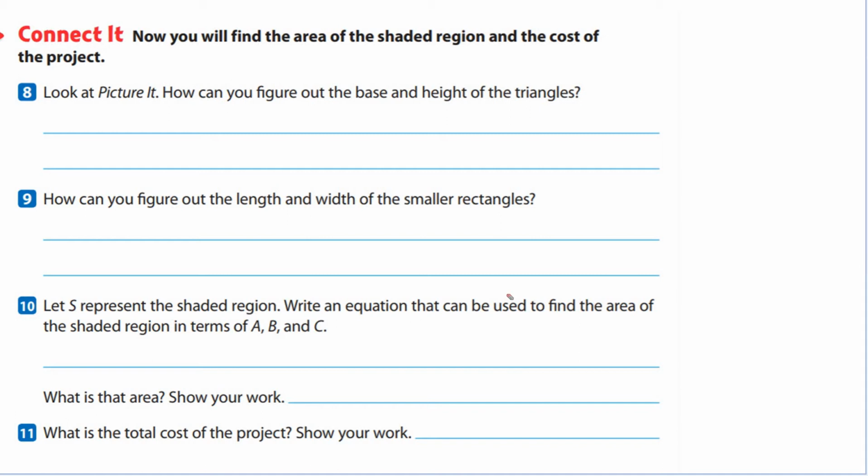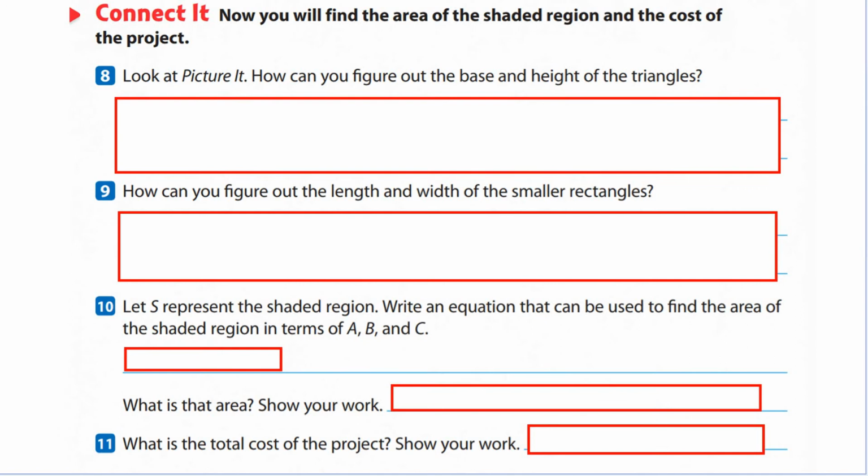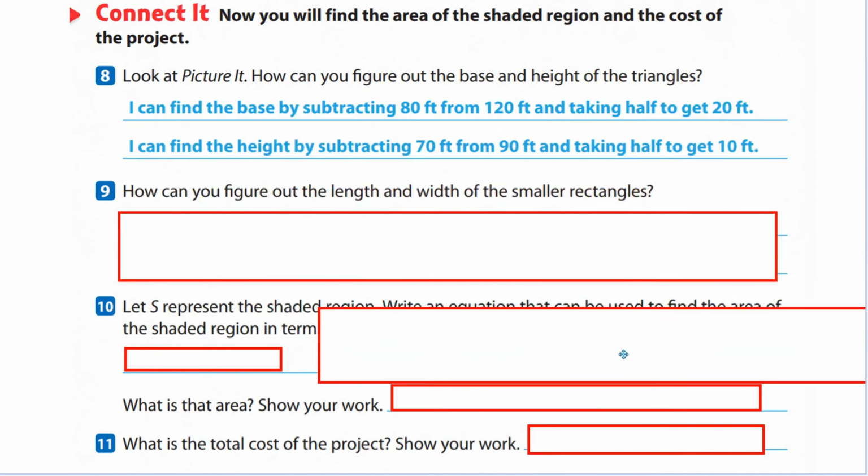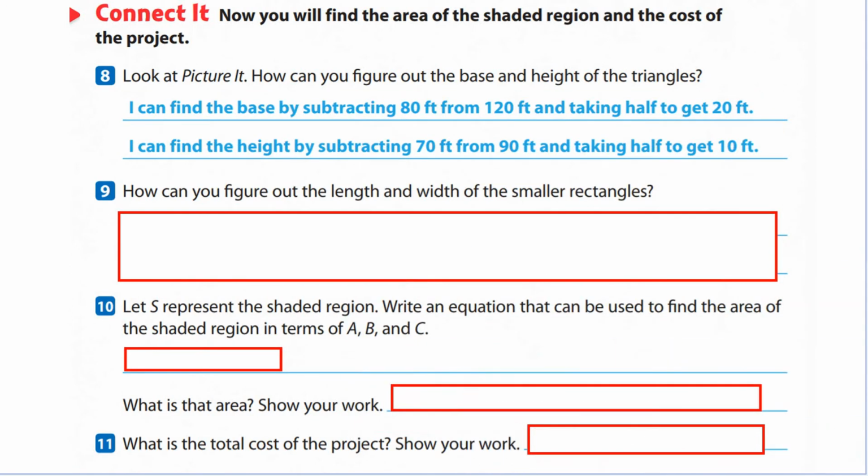Let S represent the shaded region. Write an equation that can be used to find the area of the shaded region in terms of A, B, and C. What is the area? Show your work. And what is the total cost of the project? Show your work. So let's look at this. Think about that for a sec.